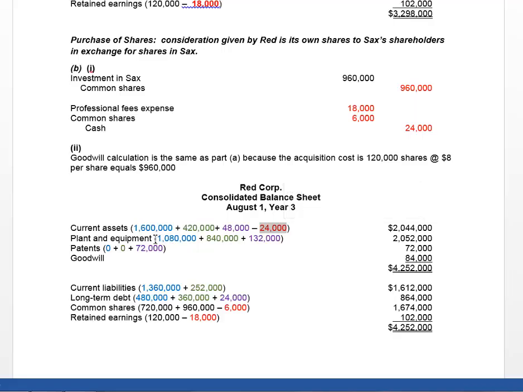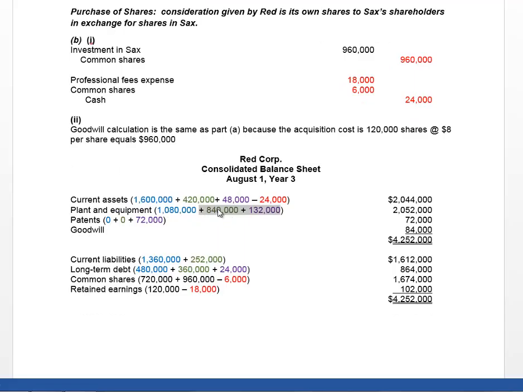We notice here that when we're looking at using the direct method to calculate the balance in the plant and equipment account at net, we're again going to take the carrying value of the plant and equipment assets of the parent Red and add to it the fair value, which is the carrying value plus the increment on the plant and equipment of Saks. Again, this is in line with thinking fair value of the sub plus the carrying value of the parent.